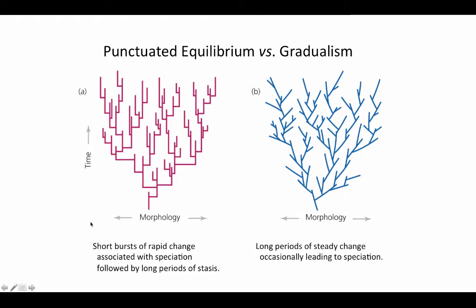So we still have morphology on the x-axis. Any sort of horizontal movement is a change in morphology. Time on the y-axis going from longer ago to more recent. And what we see here are long periods of no evolutionary change, followed by this rapid burst of change. This horizontal line reflects a lot of change in a very, very short period of time. And according to the punctuated equilibrium model, this is the usual mode of evolution. Long periods of stasis or lack of evolutionary change, followed by these bursts of speciation and rapid change.